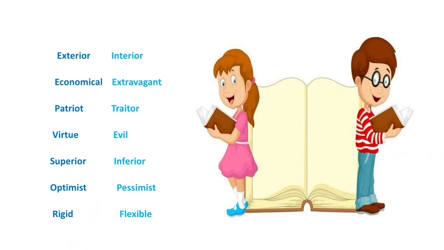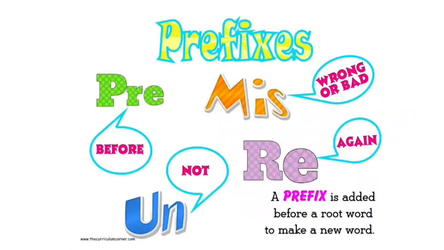We can also make or create antonyms with the help of prefixes. Now prefixes are a group of letters added or placed before the main word to make another word. A prefix is added before a root word. Root word means main word, to make a new word. So by adding a group of letters before a main word, we can create antonyms.